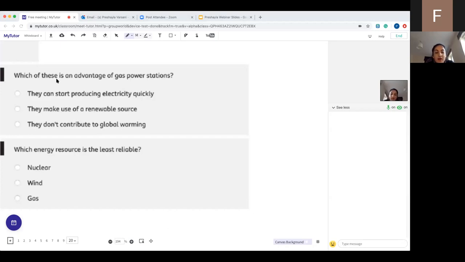Okay, so an advantage of gas power stations is that they can start producing electricity quickly, which is what makes them so popular. People want fast, powerful energy as quickly as they can. Which energy resource is least reliable? Well, that's wind. Obviously, we never know what the wind's going to do, and so it makes it a really unreliable resource, as well as the fact that it has a low power output, so it's very uncommon and very unpopular.